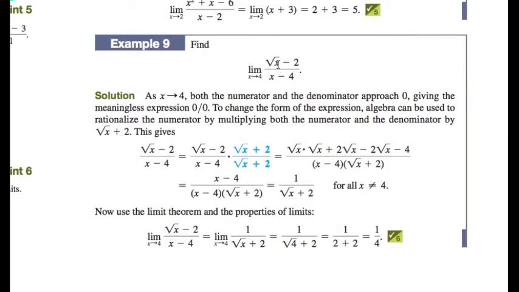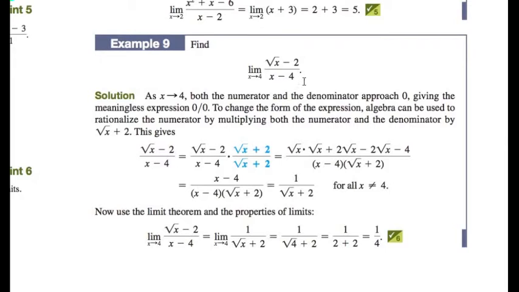So my numerator here is the square root of x minus 2. What's the conjugate of the square root of x minus 2? Think about it. You had conjugates in your previous math classes, so you should be able to tell me what the conjugate of the square root of x minus 2 is. What is it? If you said the square root of x plus 2, you're correct. That's the conjugate of the square root of x minus 2.